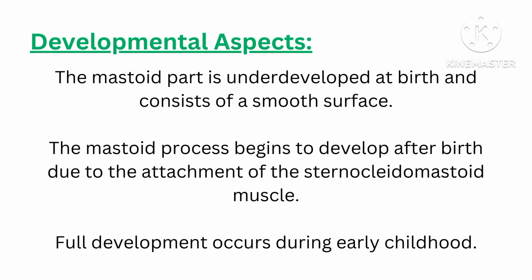Developmental aspects. The mastoid part is underdeveloped at birth and consists of a smooth surface. The mastoid process begins to develop after birth due to the attachment of the sternocleidomastoid muscle. Full development occurs during early childhood.